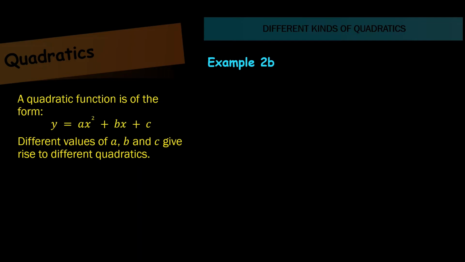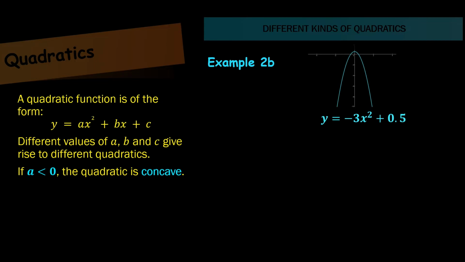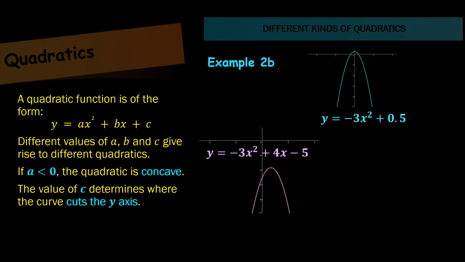Now let's take a look at another example. What happens if a is less than 0? In this case, the quadratic is called concave, and it takes this kind of shape. Here you can see the value of a is minus 3. And also here, where again the value of a is minus 3. The value of c determines where the curve cuts the y-axis. And here you can see the curve shifting up since c is equal to +1.